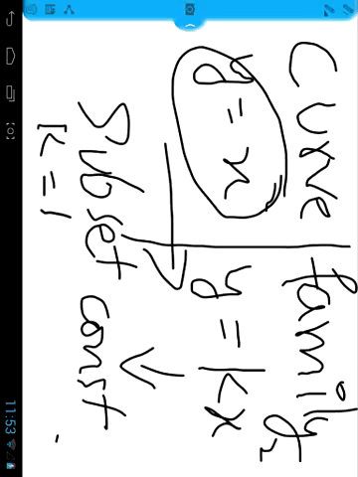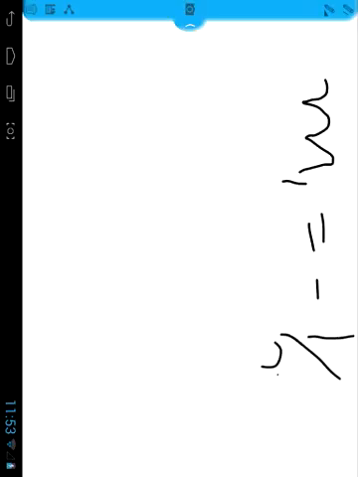Now, coming to the relation of two slopes, two differentials, when they are orthogonal to each other, this relation comes in very handy, and we will be using it in our question.